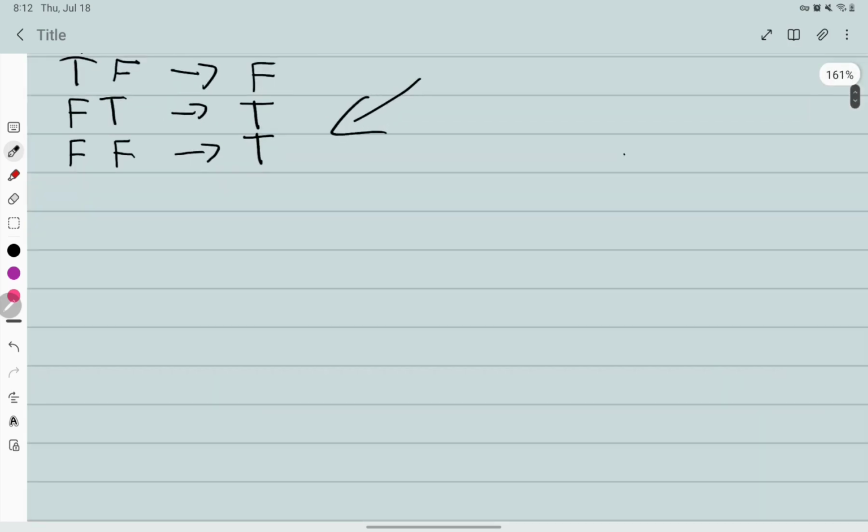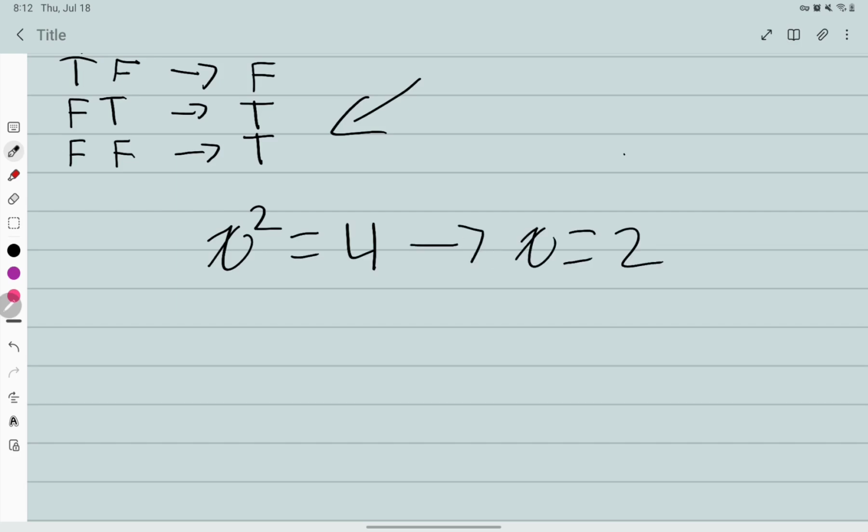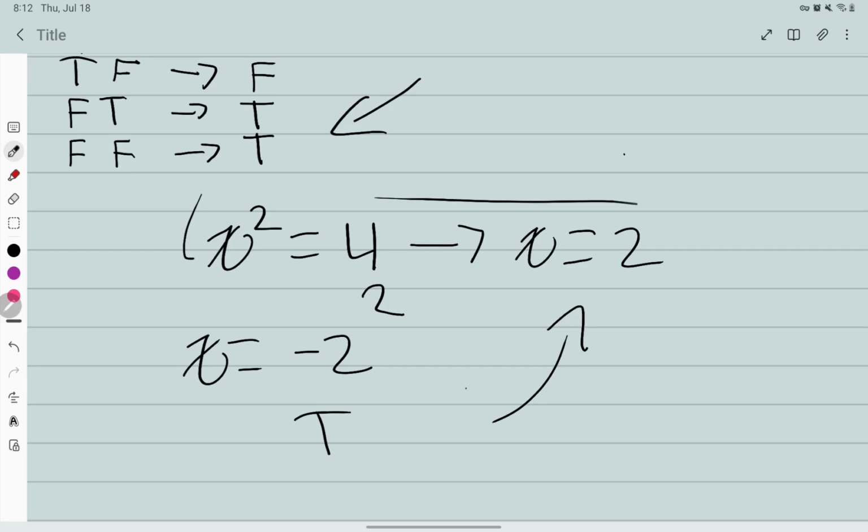So let's do a false example. Let's flip it around. Let's say if X squared equals 4, that implies X equals 2. Okay, so the issue we're going to have here is if X were to equal negative 2, then X squared would equal 4, which means our hypothesis is true, but our conclusion would be false, seeing as how we decided X was equal to negative 2. So this would be a false implication.